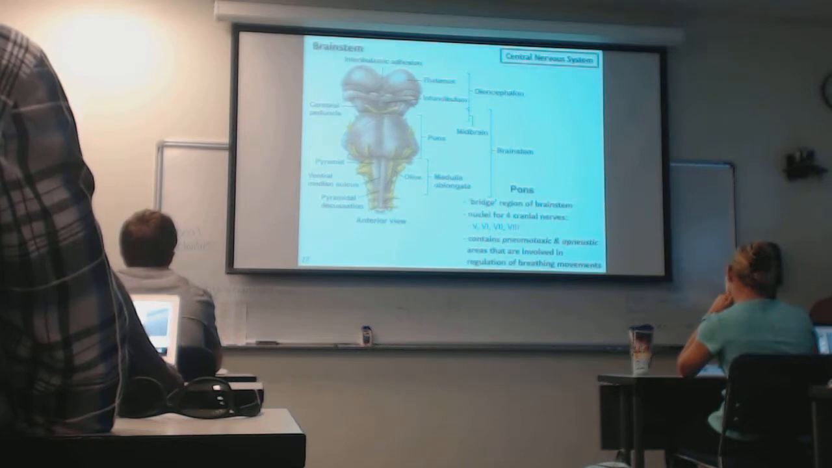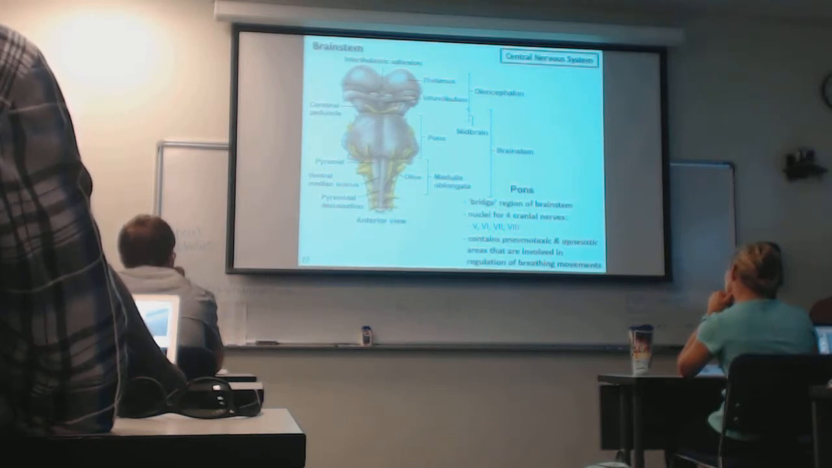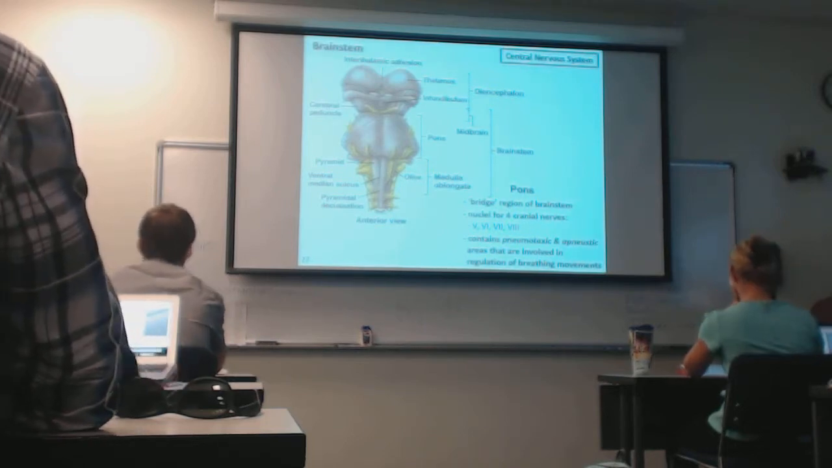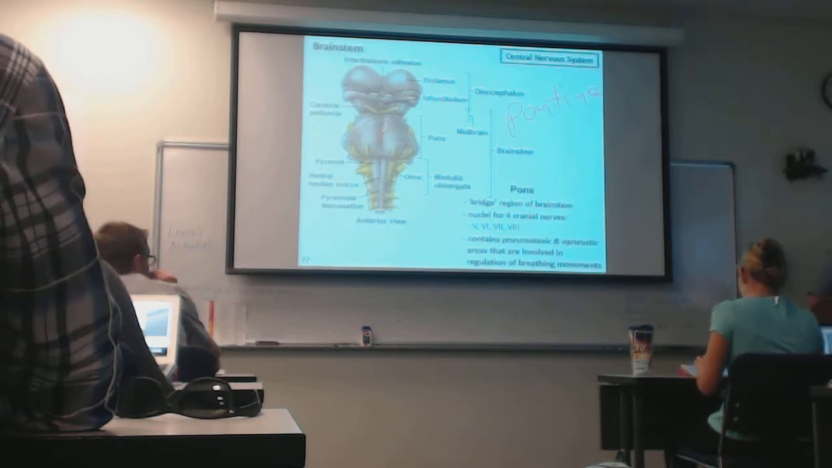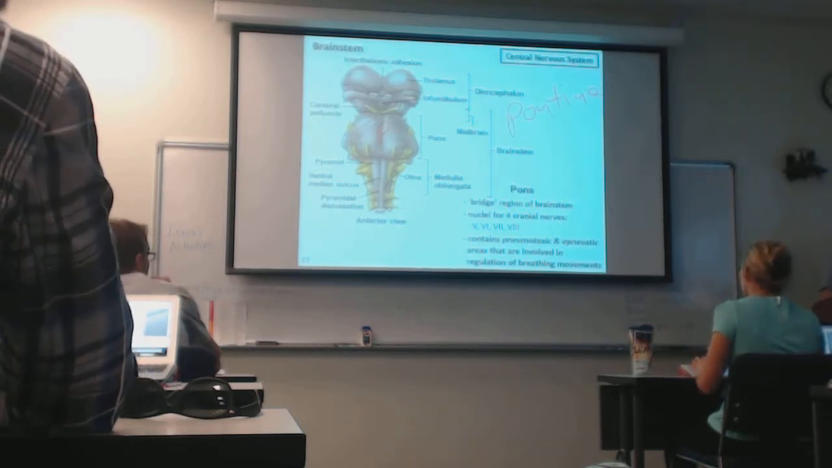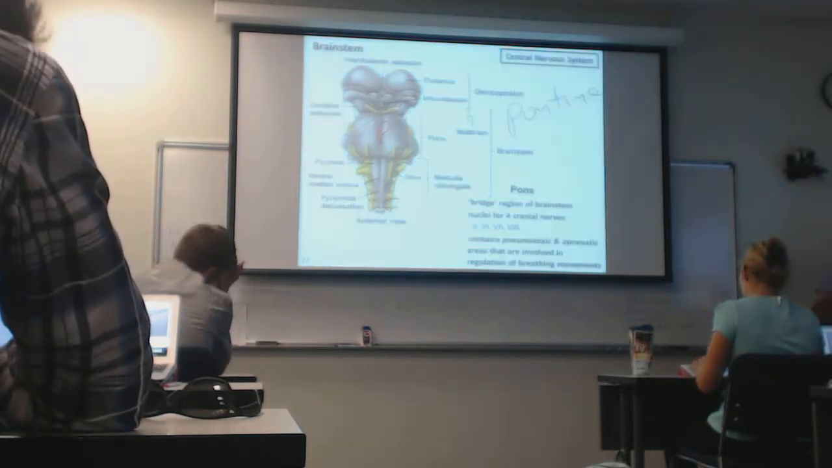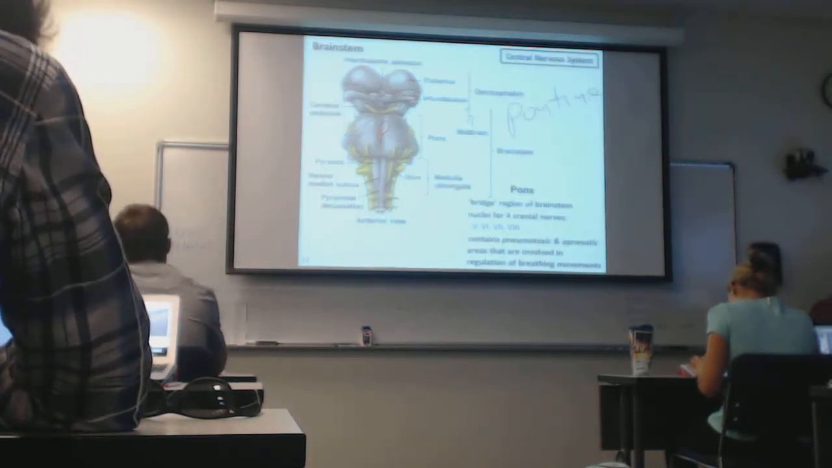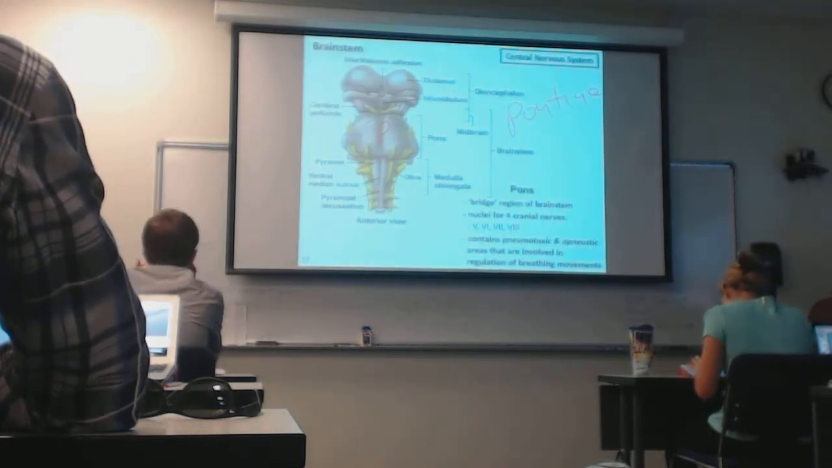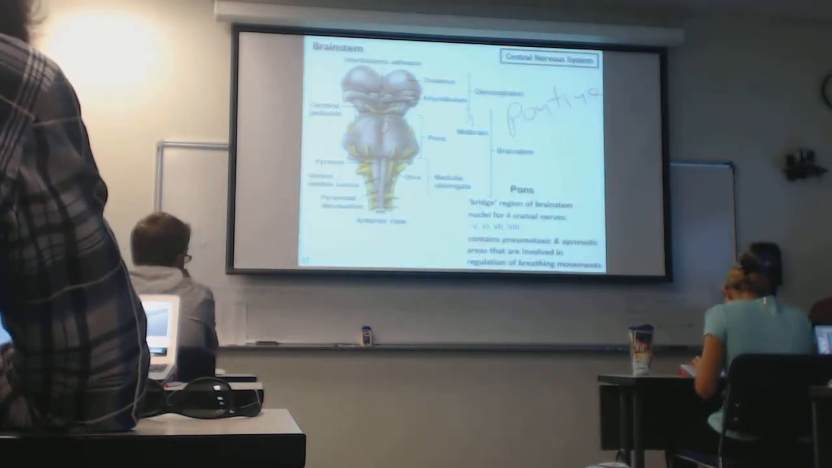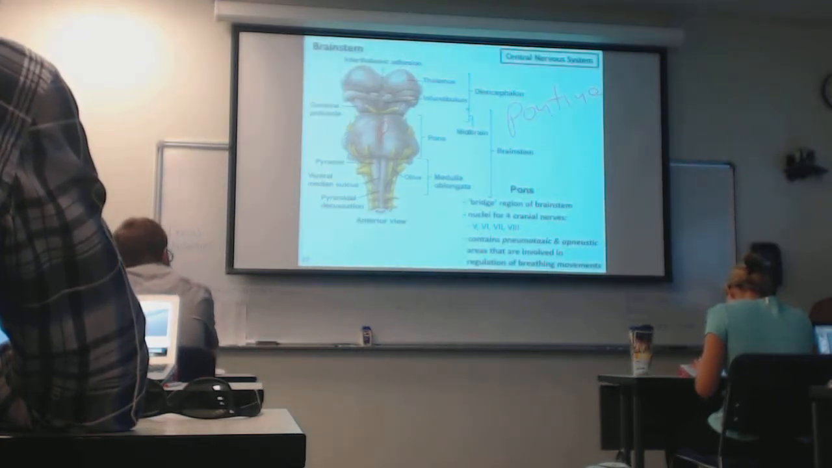The pons is this intermediary region here. You can see the anterior projection of the pons there. The adjective for pons is pontine. Always fun to say. It contains the nuclei for 4 of the cranial nerves, 5, 6, 7, and 8. And then I mentioned, by the way, pontine means bridge. So this is just sort of a bridging region of the brainstem.